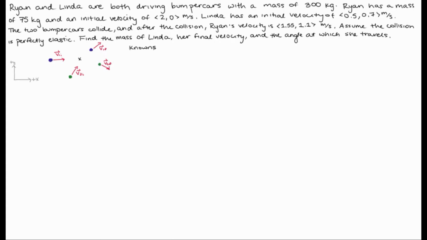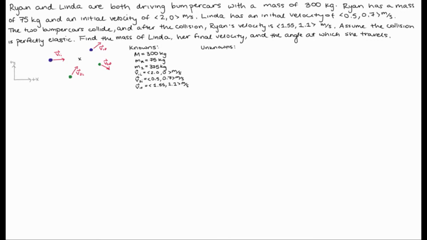We will now list our known and unknown quantities. We know that the mass of each bumper car is 300 kilograms. We know that the mass of Ryan is 75 kilograms, which together tells us that the mass of the first bumper car is 375 kilograms. We know that the initial velocity of the first bumper car is (2.0, 0) meters per second, and the initial velocity of the second bumper car is (0.5, 0.7) meters per second. Last, we know that the final velocity of the first bumper car is (1.55, 1.1) meters per second.